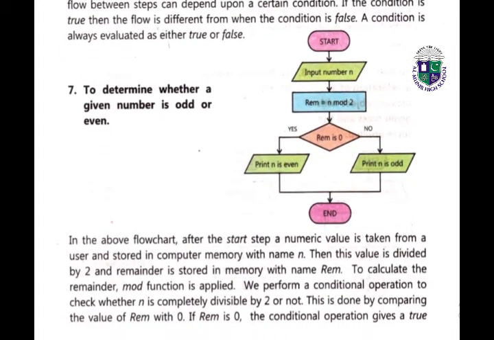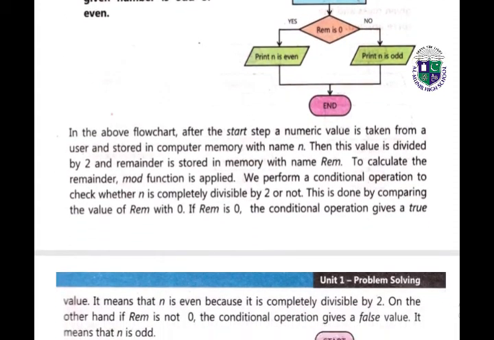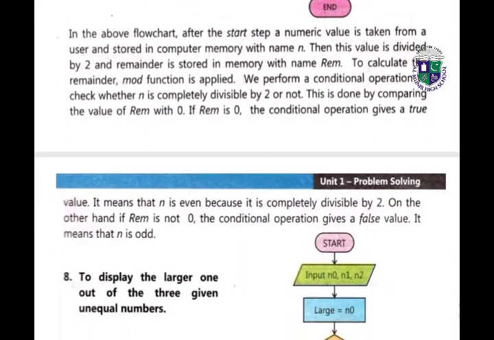Here we have the 2 types of decisions. In the above flowchart, after the start step, a numeric value is taken from a user and stored in computer memory with the name n. Then this value is divided by 2 and the remainder is stored in memory with the name rem. To calculate the remainder, the mod function is applied. We perform a conditional operation to check whether n is completely divisible by 2 or not. This is done by comparing the value of rem with 0.